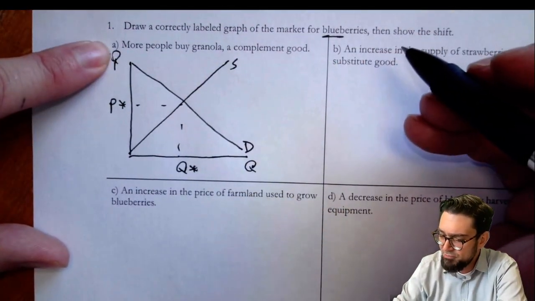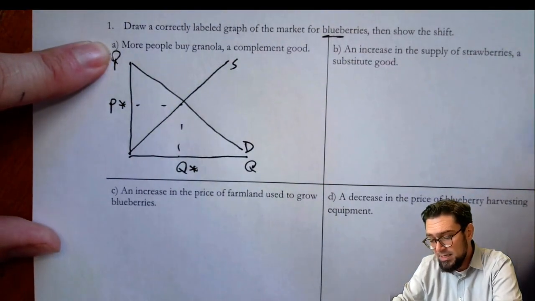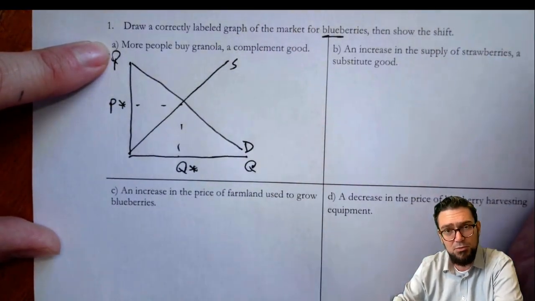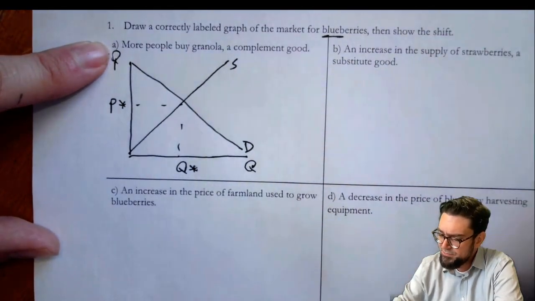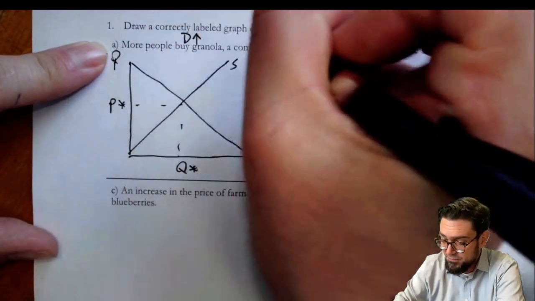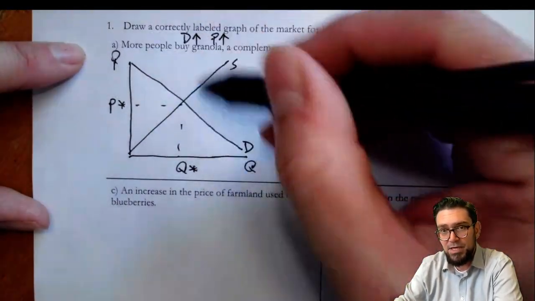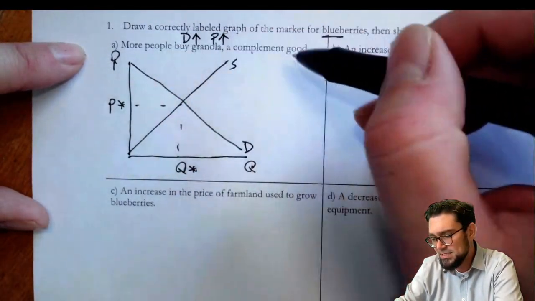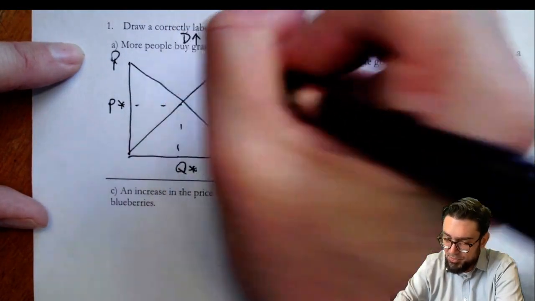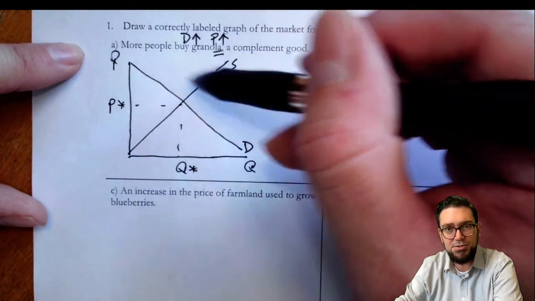It says more people buy granola, a complement, good. And if people are buying granola, then we would expect that people are also probably buying more blueberries as well with this. One piece of this that I was kind of thinking about is that if there's demand increasing for granola, the price is going to be going up for granola. And so this question, I think, is a little bit tricky, but let's kind of stick with price going up in that sense. And that will hopefully help us understand what's going on here.